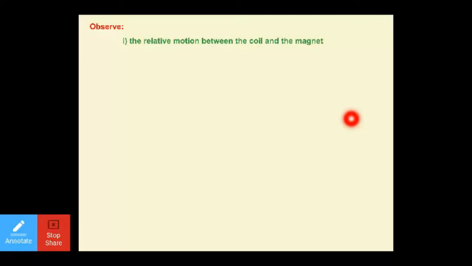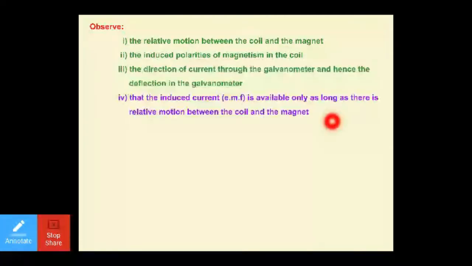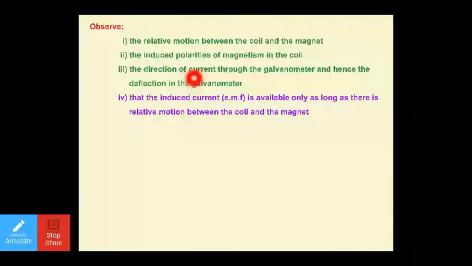First observation, the relative motion between the coil and the magnet. There was a relative motion between the coil and the magnet. Next point, the induced polarities of the magnetism. It means you just have checked what the polarities getting developed are. When the north was coming closer to the coil, the north was getting developed. Next, the direction of the current through the galvanometer and hence the deflection of the galvanometer. This was the third thing to observe. Fourth thing to observe was that the induced current or the EMF is available only as long as there is a relative motion between the coil and the magnet.